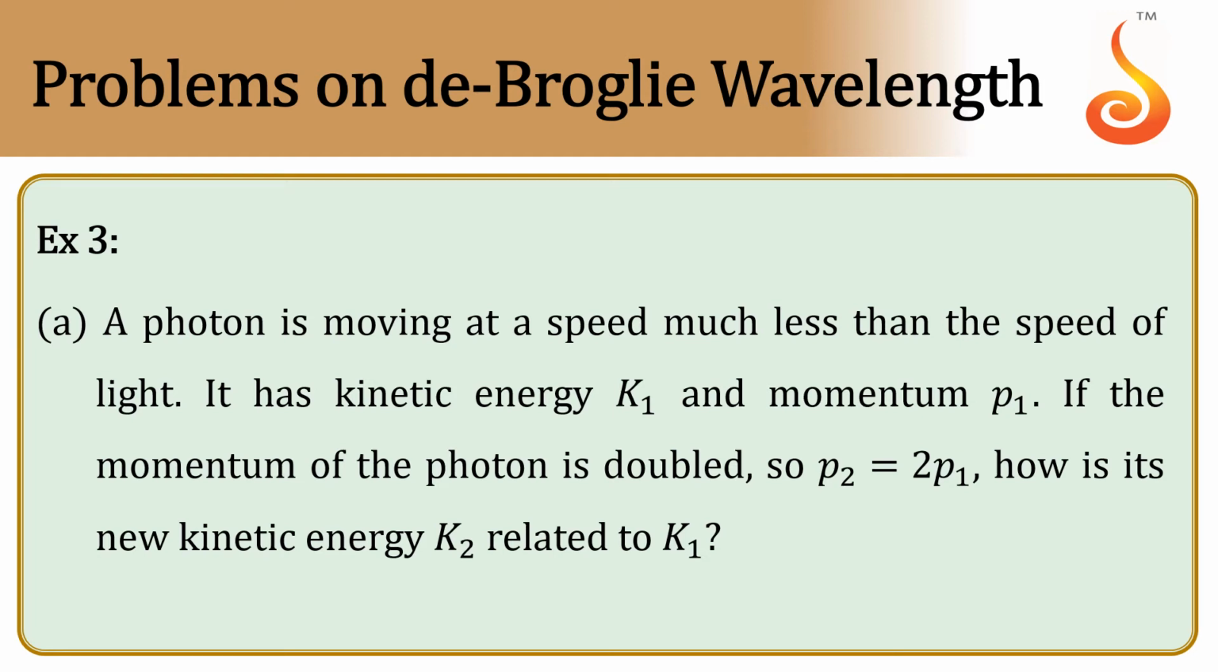Example 3. A photon is moving at a speed much less than the speed of light. It has kinetic energy K1 and momentum P1. If the momentum of the photon is doubled, so P2 is equal to 2P1, how is its new kinetic energy K2 related to K1? So we need to calculate what will be the new kinetic energy K2 in terms of K1.